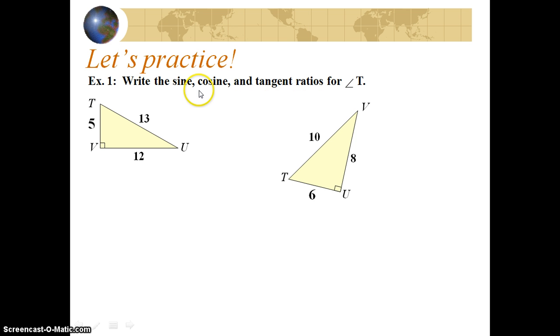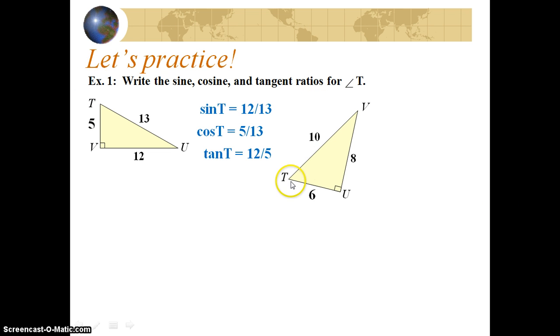So we first need to find the sine of t. Well, sine is opposite over hypotenuse. So the sine of t would be 12 over 13. The cosine of t is adjacent over hypotenuse, so that's going to be 5 over 13. And then the tangent of t is opposite over adjacent, so that's going to be 12/5.